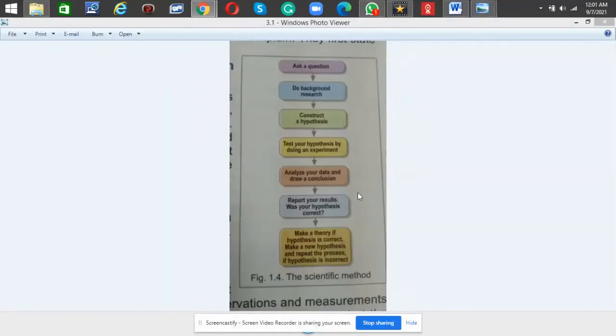If you look at the picture given on the page, it says the scientific method. It's the general flow of the scientific method. It says ask a question, do background research, construct a hypothesis. Test your hypothesis by doing an experiment, analyze your data and draw a conclusion, and then report your results. Was your hypothesis correct? Make a theory if the hypothesis is correct. Make a new hypothesis and repeat the process if the hypothesis is incorrect. So this is the general flow of the scientific method that you should know.